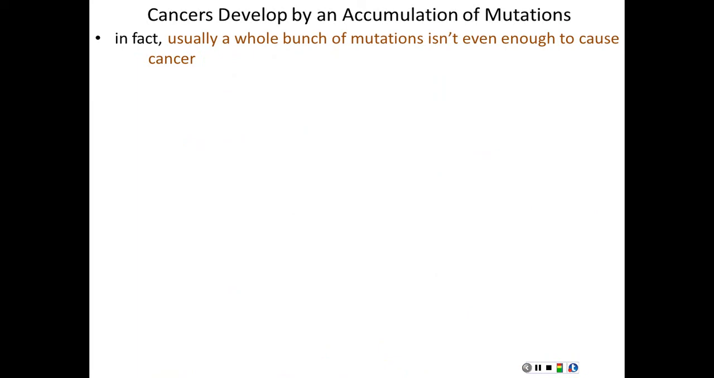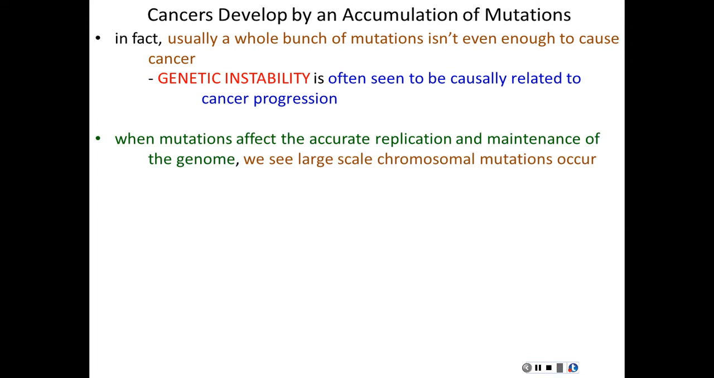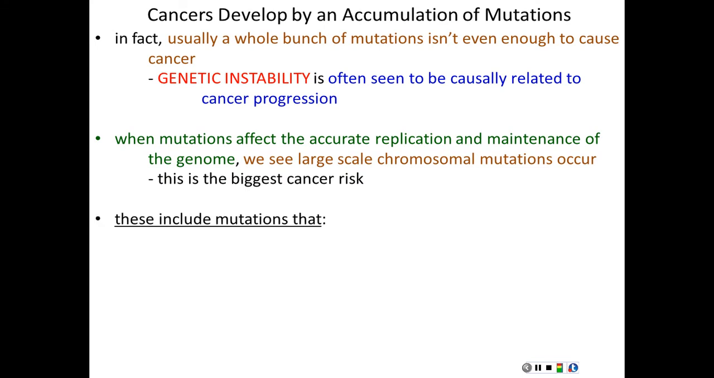In fact, usually even a whole bunch of mutations together in the same combination isn't enough to cause cancer. We need even more. We need what is referred to as genetic instability. Genetic instability is a specific set of mutations which allow more mutations to occur more readily. And it is often seen to be causally related to cancer progression. When mutations themselves affect the accurate replication and repair of the genome, we see large-scale genetic instability. We see large-scale chromosomal mutations occur. This is the biggest cancer risk.